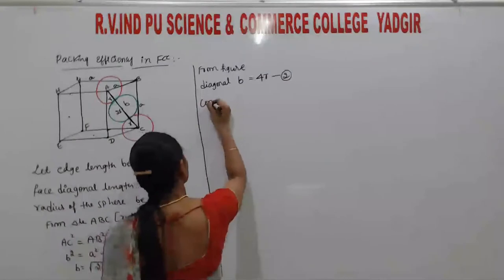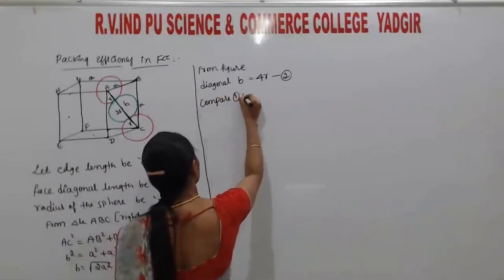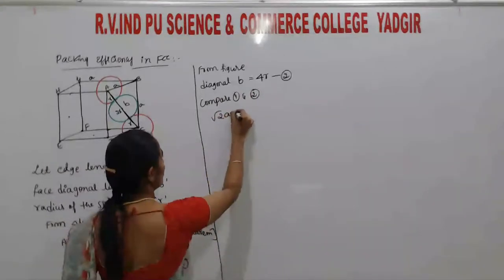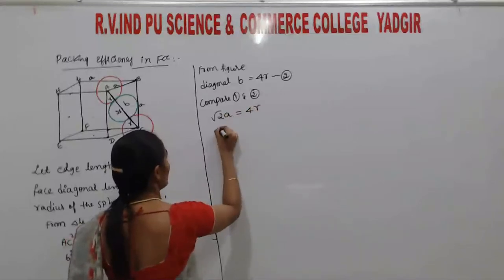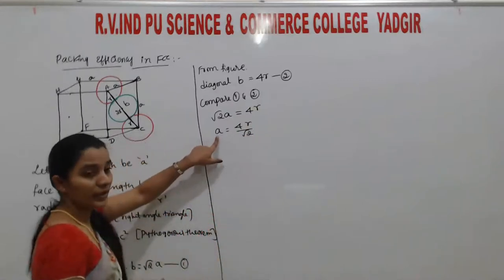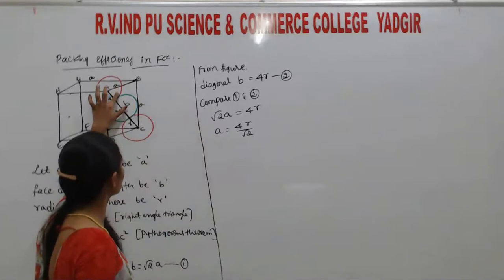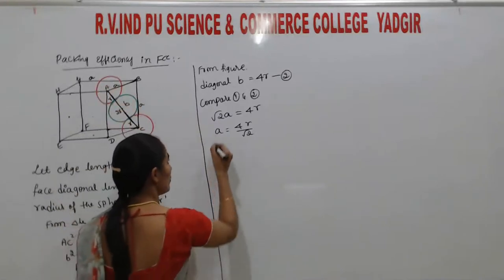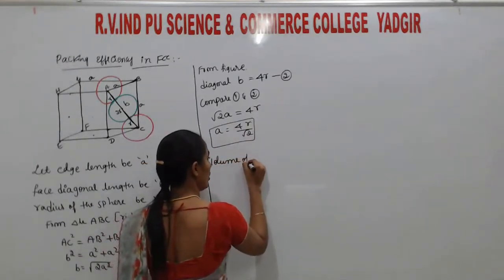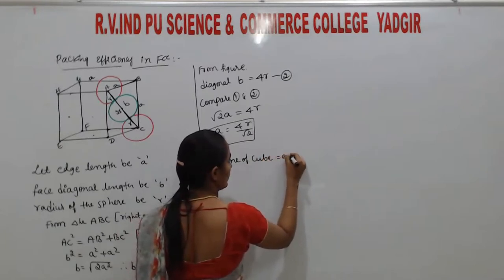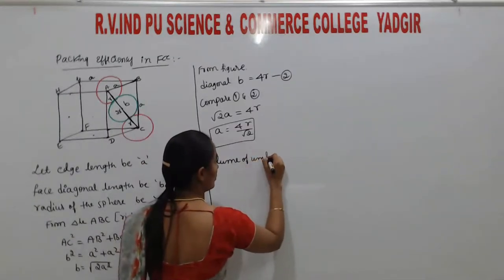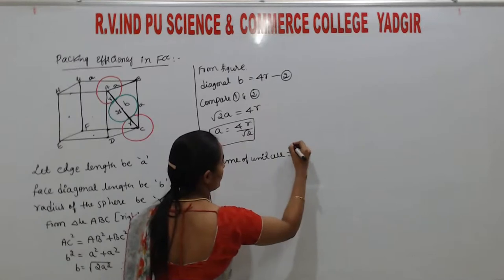So compare 1 and 2. Then the left hand side is the same. Root 2 A is equal to 4R. A is equal to 4R divided by root 2. This is the edge length A. So students, now once you got A, the volume of the cube is equal to A cube. The volume of the unit cell is equal to A cube.